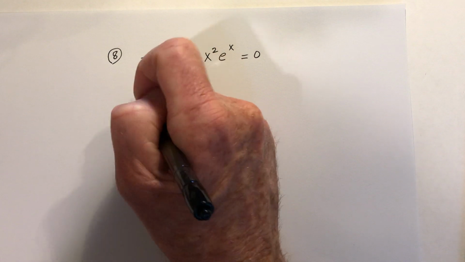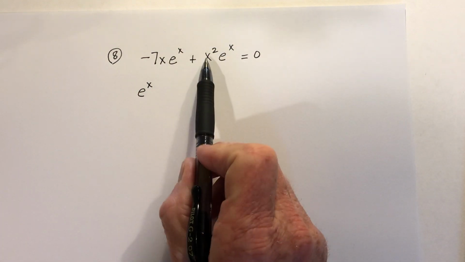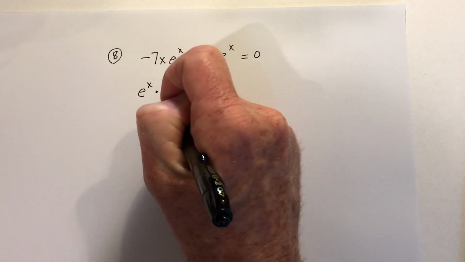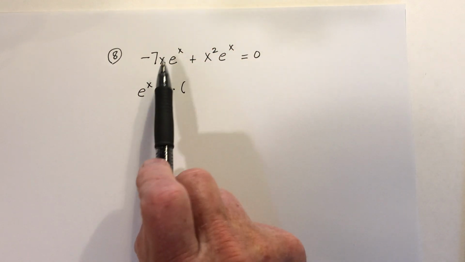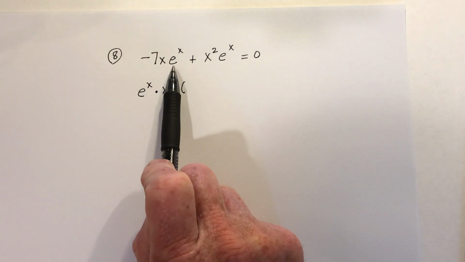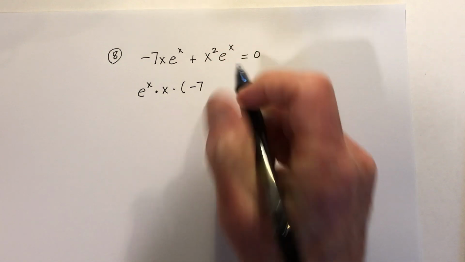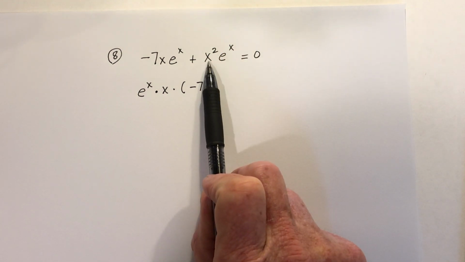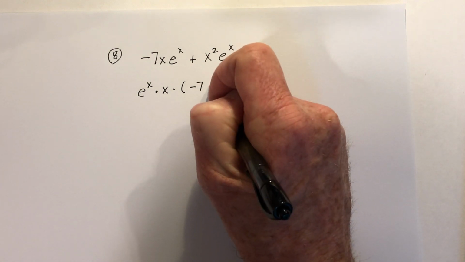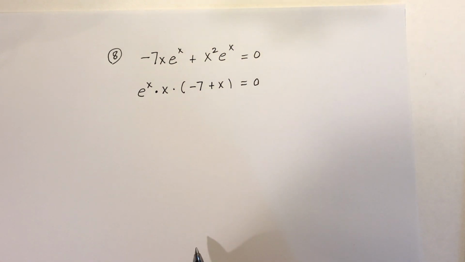And we start off the same. Factor out e to the x. And also this has an x and this has an x, so it could also factor out an x. And then if this got factored out and the e got factored out, all that's left is a -7. And for this one, the e to the x got factored out and one of these x's is gone, so all that's left is plus a single x. And then set it equal to 0.